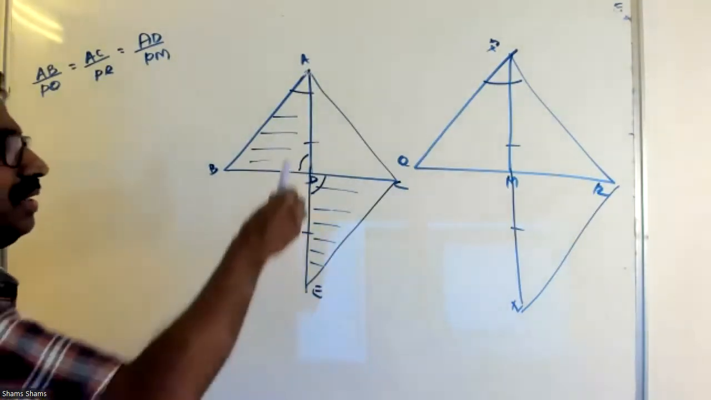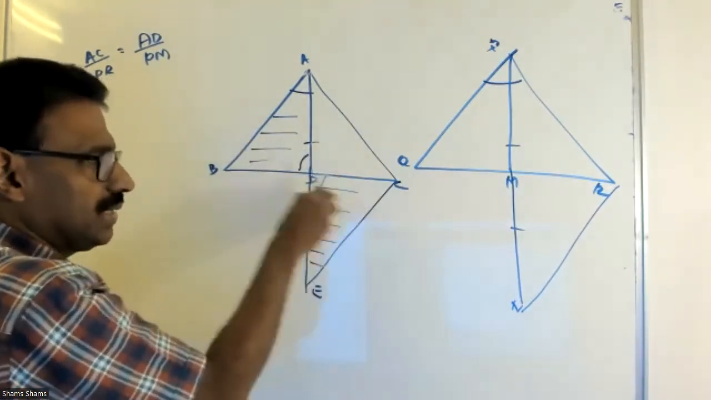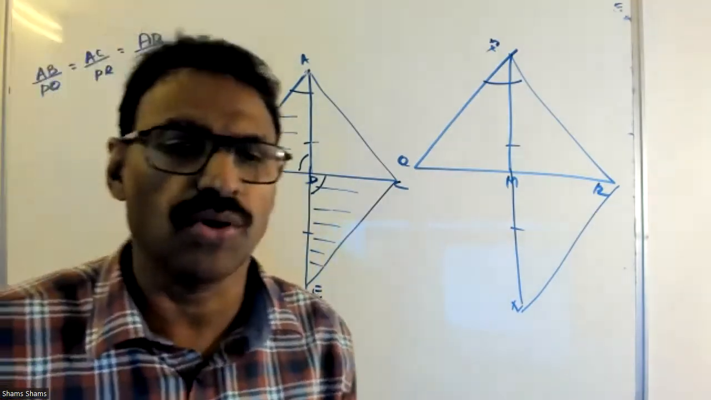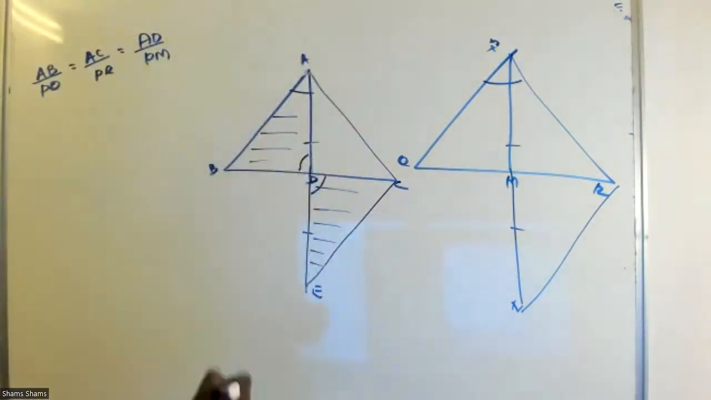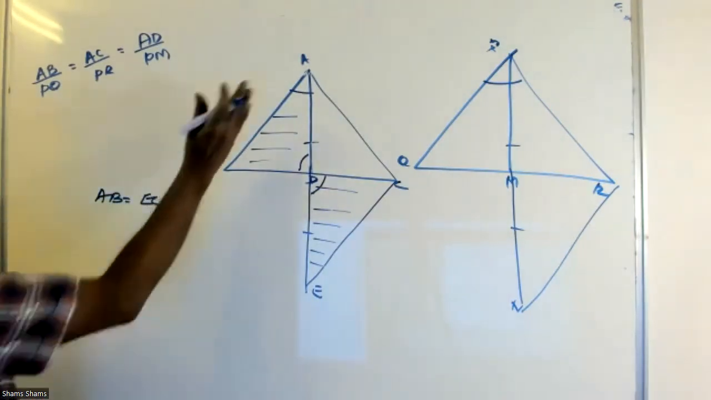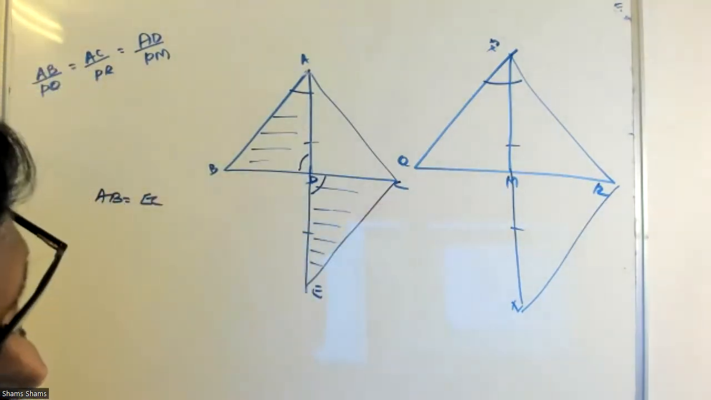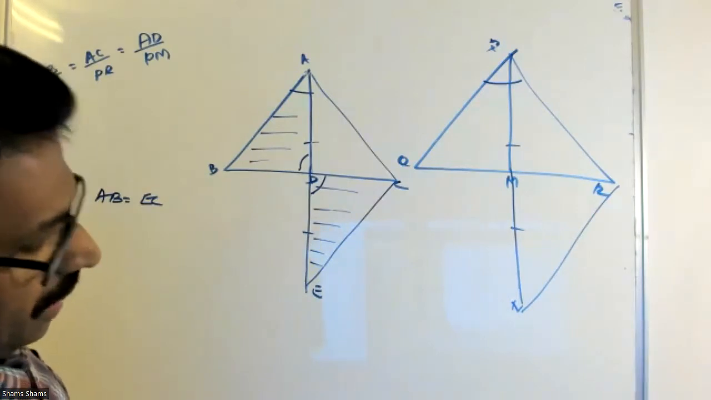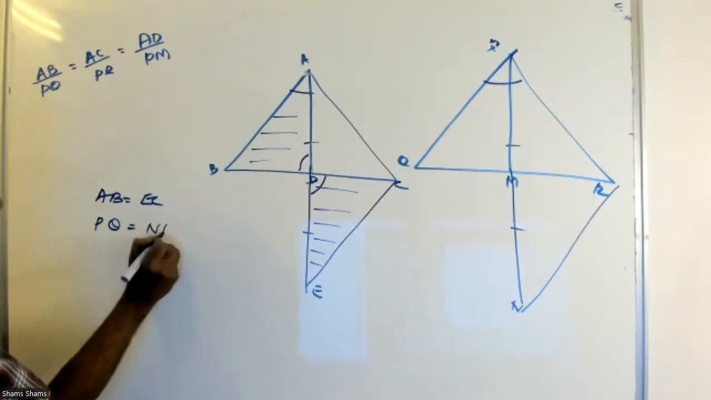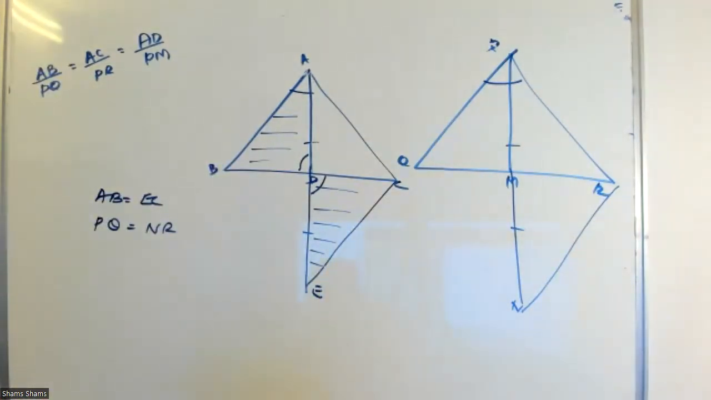So now look: side, angle, side. These two triangles are congruent by SAS congruency. Hence, AB equal to EC. Samjana, AB equal to EC, right? CPCT. Clear or not? Yes. Okay. Similarly, PQ equal to NR.